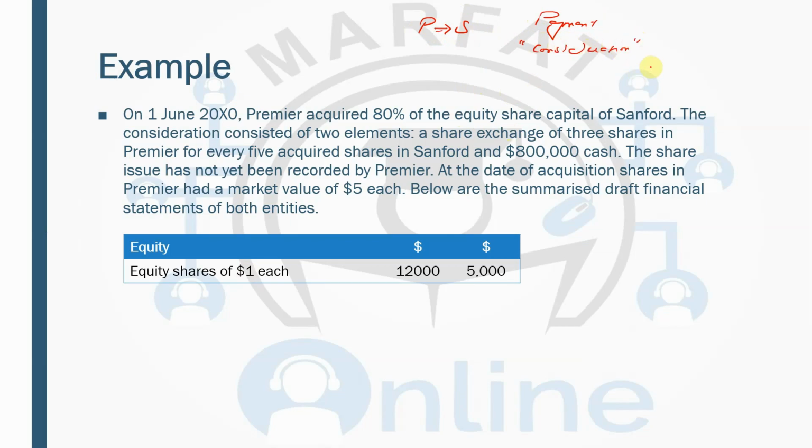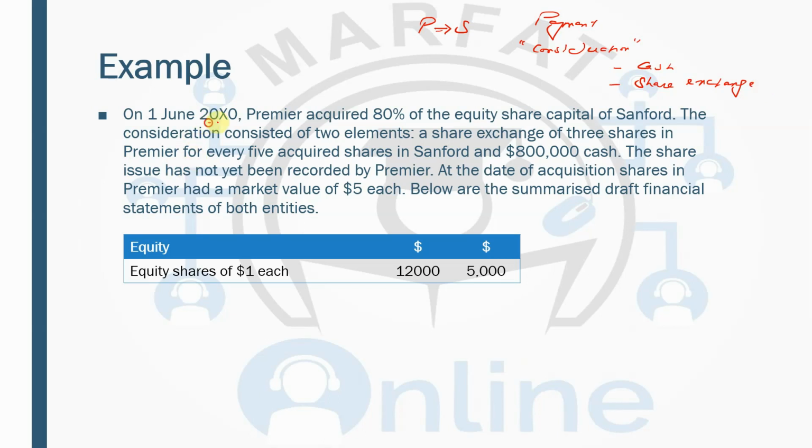Now this consideration can be of many types, but for you it can be cash, which is the payment made by the parent to the subsidiary, or another form is the share exchange. Like the parent is acquiring the shares of the subsidiary, and in exchange they are giving their shares. Now this happens in real life, that one company is acquiring the shares of another company and they are giving them their own shares as the consideration.